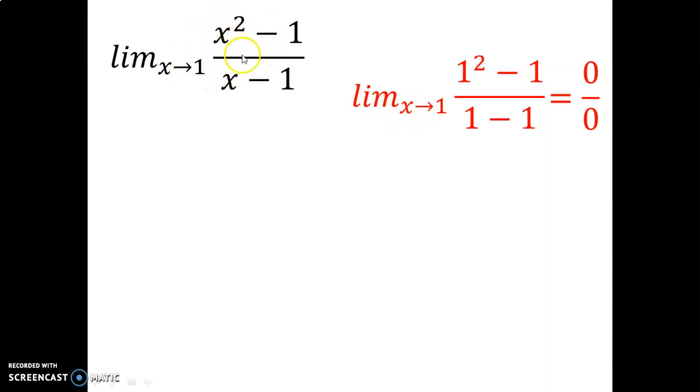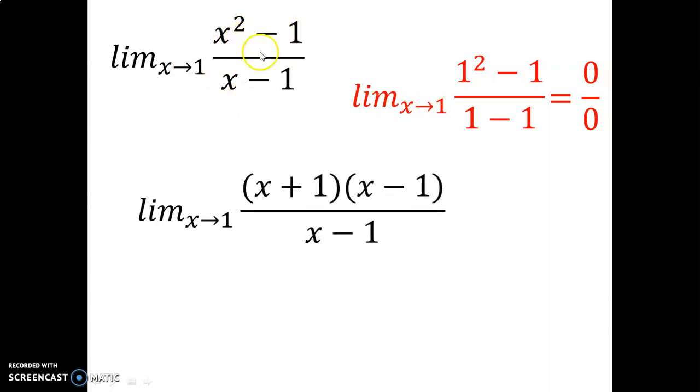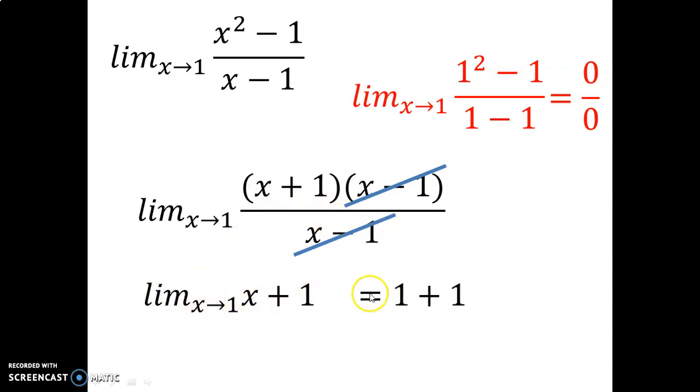But what can we do with this function? We know we can factor that. The top is a difference of squares. It factors like this. And now we have x minus 1, x minus 1. We can cancel both those away. And we're left with just x plus 1 here. So now we can say limit of x approaching 1 of x plus 1. And if you put a 1 in there, 1 plus 1 equals 2. So we found out what value it approaches. Basically, we canceled away the discontinuity here, and we found out it approaches 2.